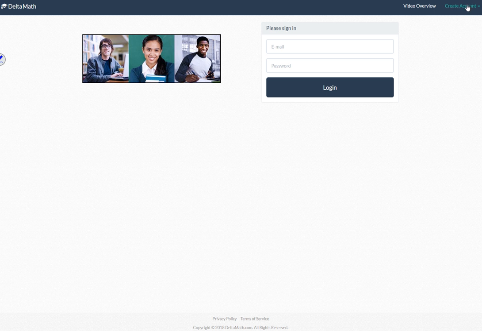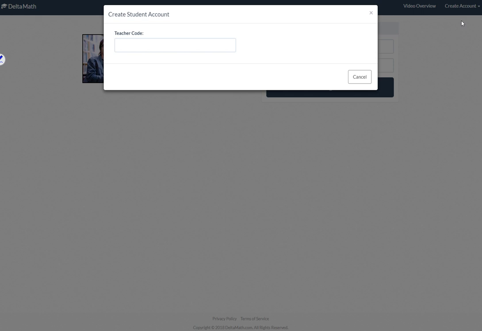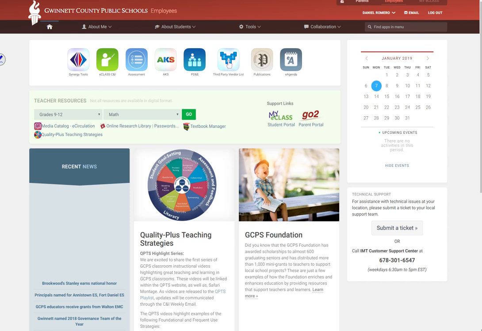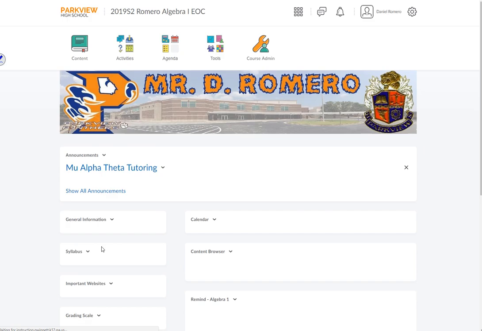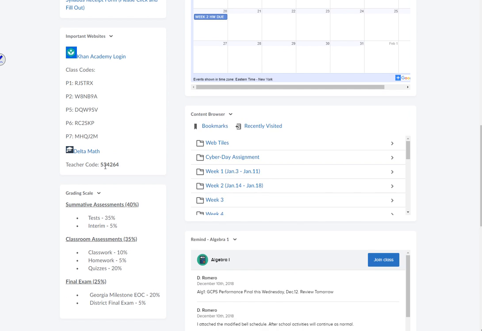Now, when you click on create account and you click on student, the first thing it's going to ask you for is a teacher code. I put that teacher code on the e-class page. It's this one here, 534264. Then after that, everything is going to be yours. You just put in your information. It's going to ask you for what email address you want to use.